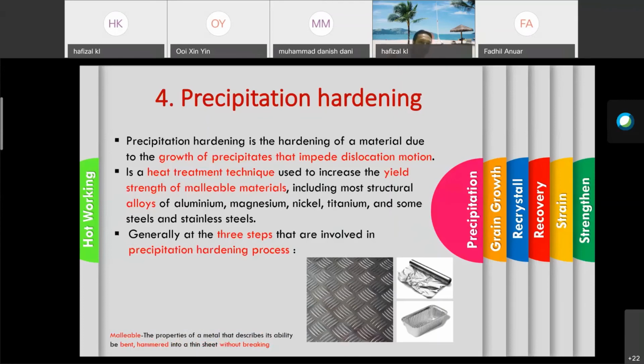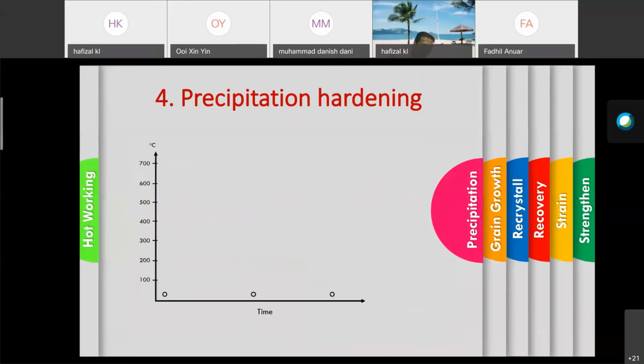Generally there are 3 steps involved in the precipitation hardening process. The first one is solution treatment. The second one is quenching, and the third one is aging. This is shown in one graph, as you can see here. So in the case of precipitation hardening, the process is something like this.